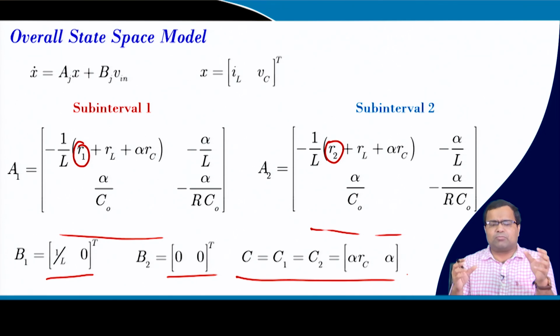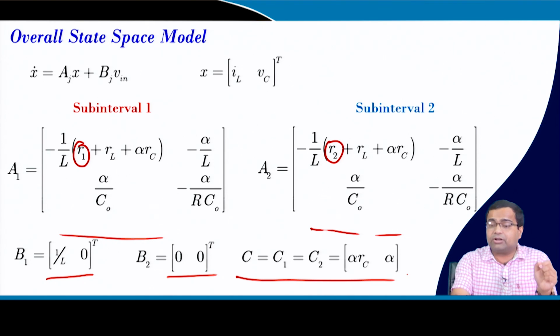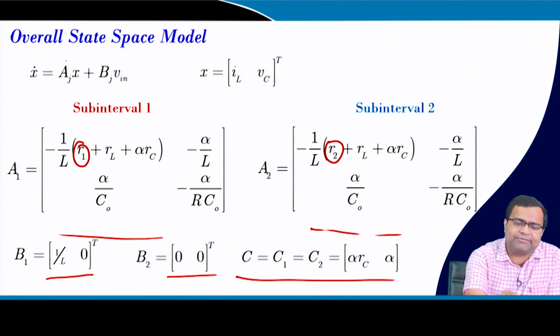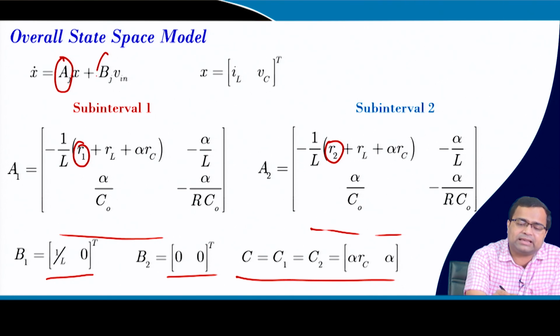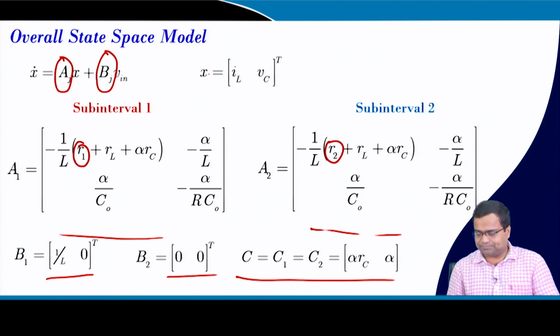But if you take a boost converter, A1, A2 are drastically different, they are totally different, but B1, B2 will be identical, C1, C2 will be different. Okay. So, that means for any generic converter, you can assume that for every sector of the sub interval, you will get Aj, Vj, and correspondingly you will get the output voltage expression.